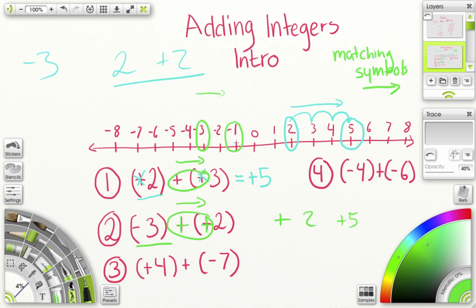Think about it this way. In the morning, it was minus 3 degrees, and it warmed up slightly over the day, and it went to negative 1. What it means is it went 2 degrees warmer. So now, if I add these two integers together, I have a higher value because negative 1 is a higher value than negative 3. So matching symbols, we go to the right. So we ended up at negative 1.